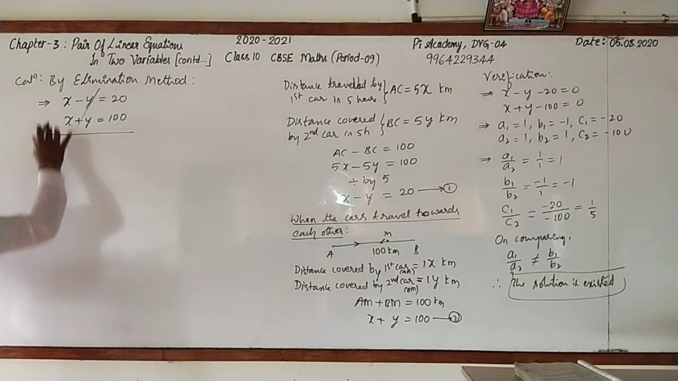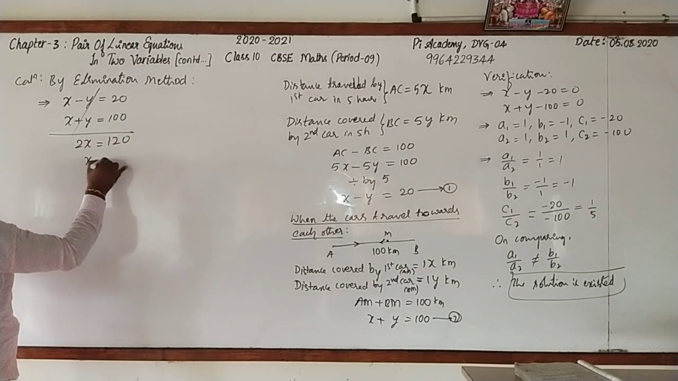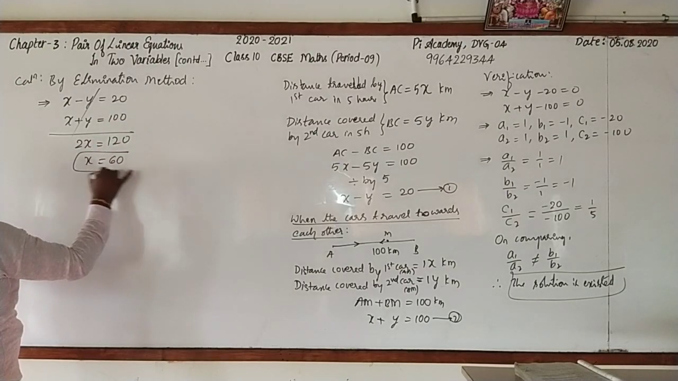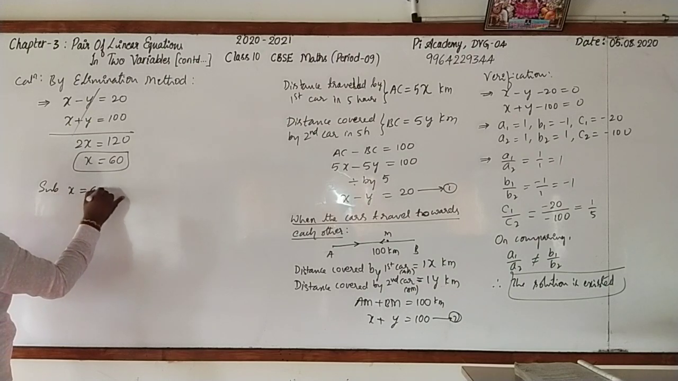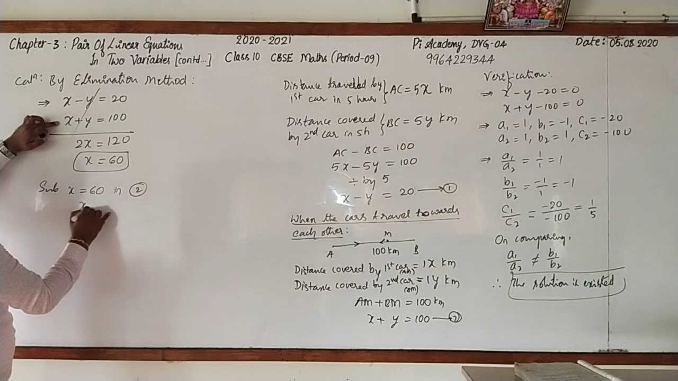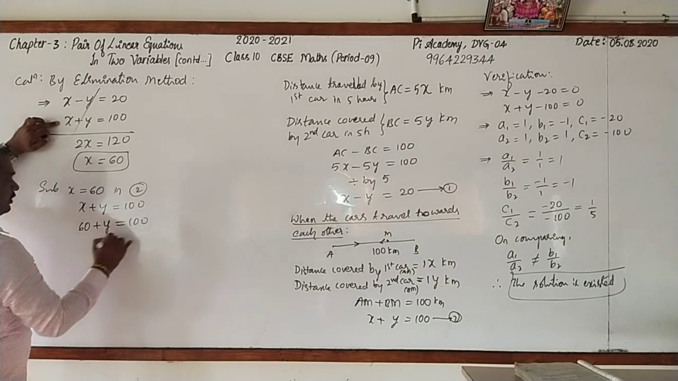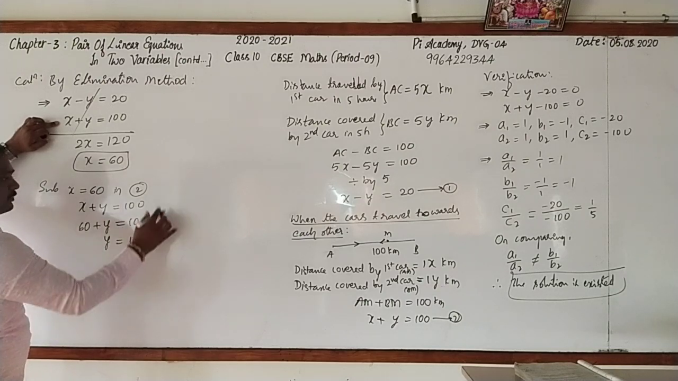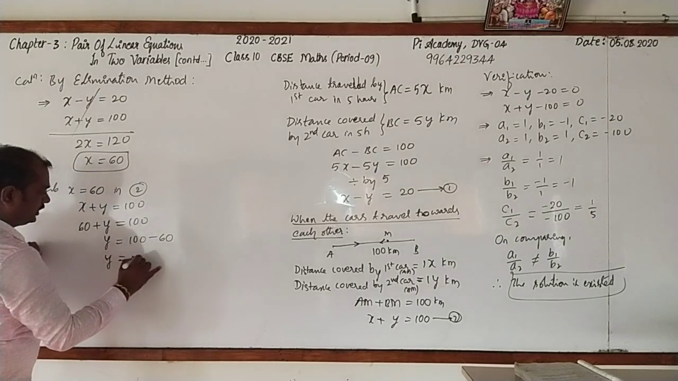See, you can cancel it. x plus x, 2x. 20 plus 100, 120. x equal to 60. Did you understand? So you can substitute x equal to 60 in any one of the two equations and take equation 2, that is x plus y equal to 100. Then, where x is 60, 60 plus y equal to 100. y equal to 100, transfer 60 to the right hand side, minus 60. y equal to 40.